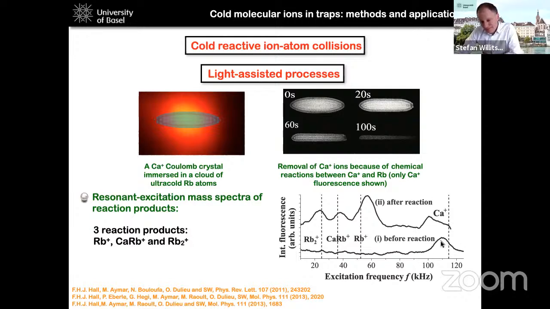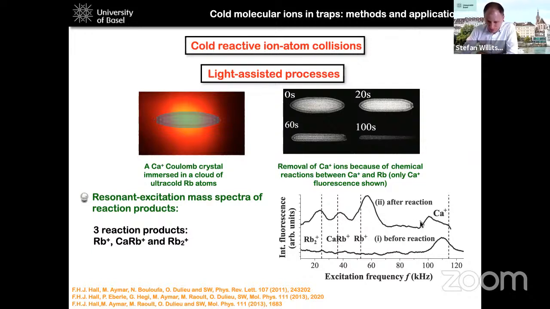And this is shown here. So before the reaction, we just see a single resonance, and this corresponds to the calcium ions, which are present in the beginning of the experiment. But then in the end, we take a mass spectrum, which looks like this.